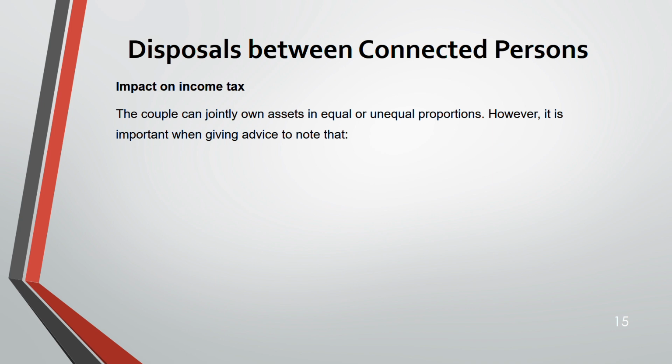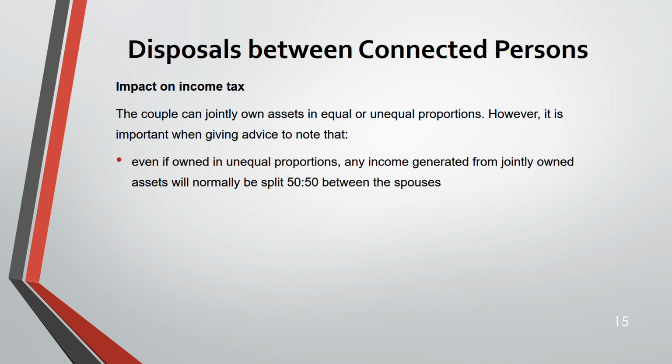Now, impact on income tax. A couple can jointly own the assets in equal or unequal proportion. But even if it's unequal proportion, any income generated from jointly owned assets is divided 50-50.